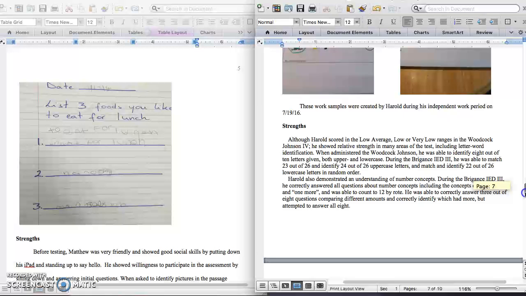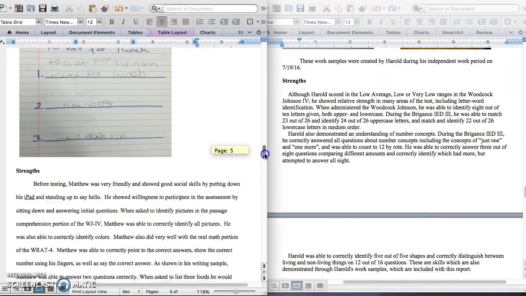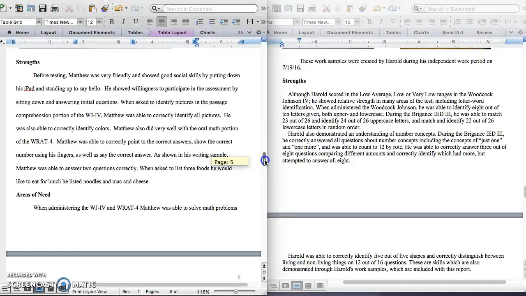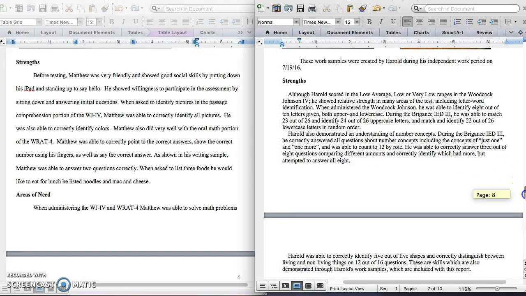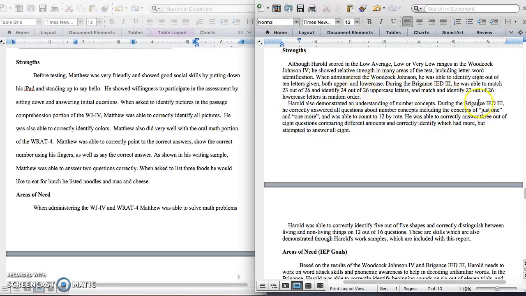So the next section is around the strengths. Remember I told you to take notes while you were administering the test so that you could highlight all the things that the student's really able to do well. And then that's followed with specific examples. So here during the Brigance, he was able to match 23 of the 26, and identify 24 of 26 uppercase letters, and match and identify 22 out of 26 lowercase letters in random order. So that's specific support for saying he was doing okay in letter word identification.